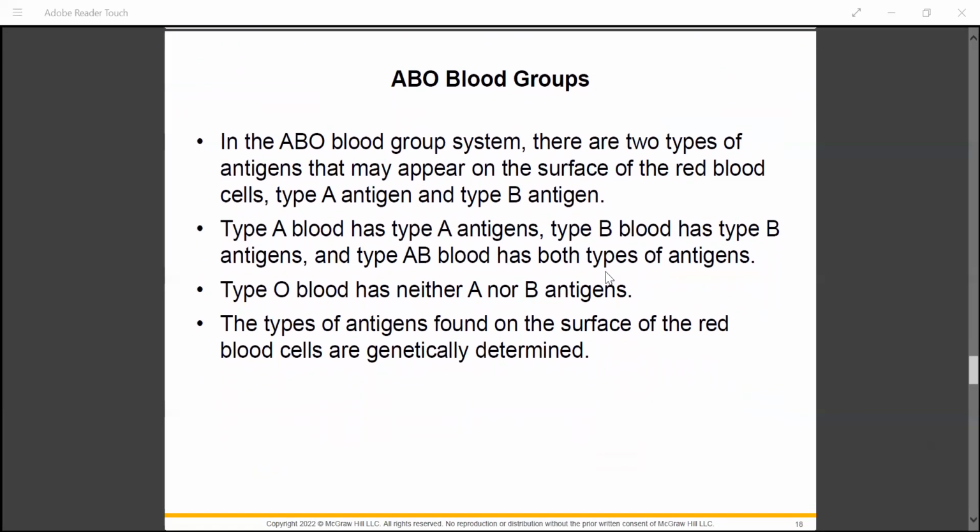So type A blood is going to have A antigens, type B blood is going to have B antigens, and type AB blood is going to have both antigens. Type O blood has neither. You can think of type O, remember 0, so that's got no antigens on its surface. The types of antigens found on our surface are just genetically determined. We have no control over that aspect. O positive is the most common blood type among everyone. And we'll talk about blood donors in a little bit.